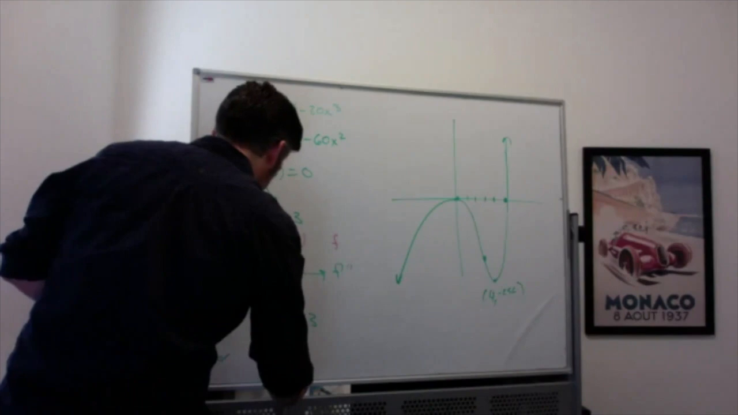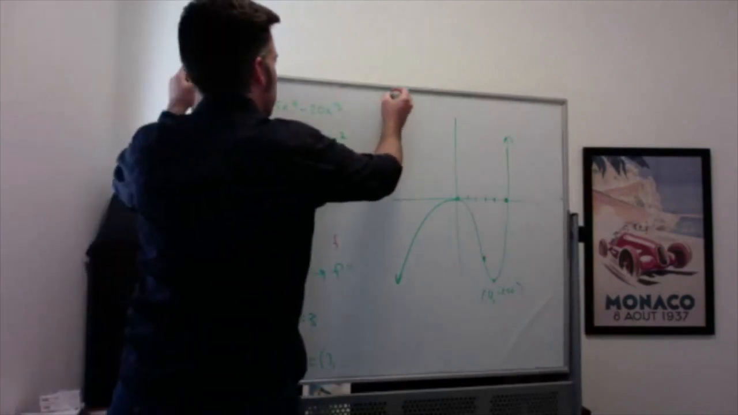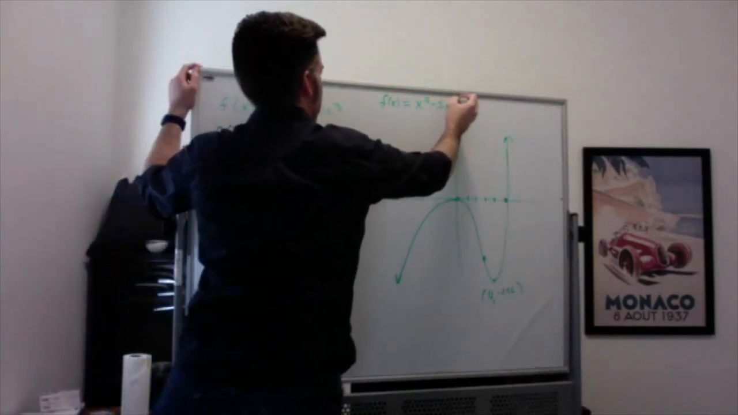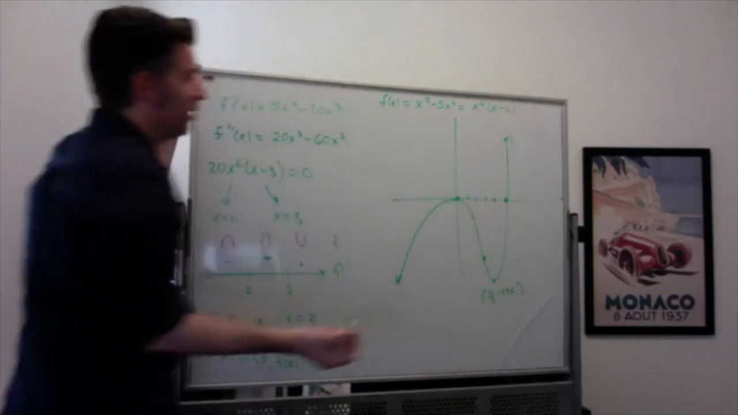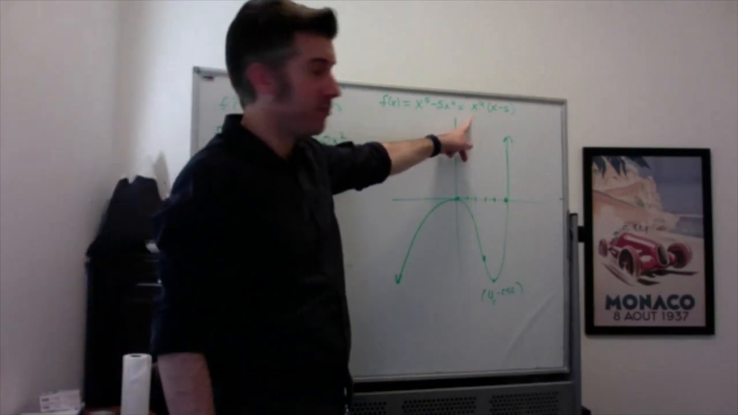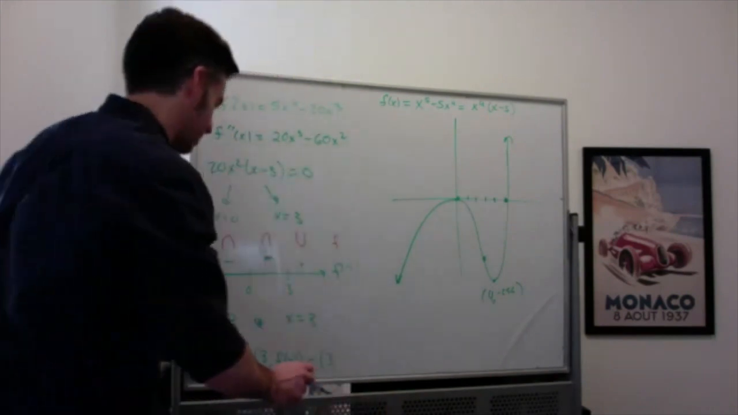So 3 comma f of 3, which would be 3 comma... So if I go, let me start my function here. f of x was x to the 5th minus 5x to the 4th, which is x to the 4th times x minus 5. If you plug in a 3 there, 3 to the 4th is 81. 3 minus 5 is negative 2. 81 times negative 2 is negative 162.